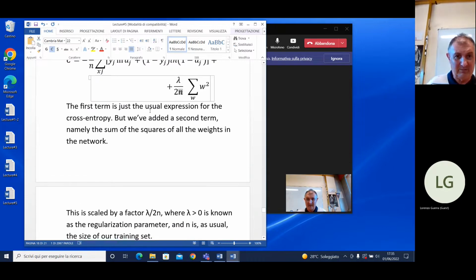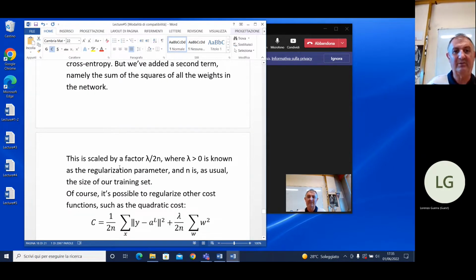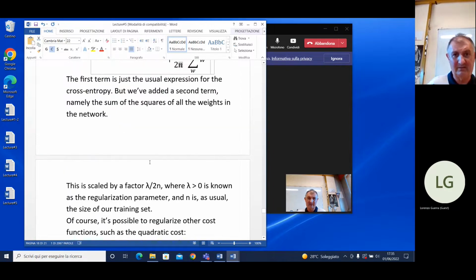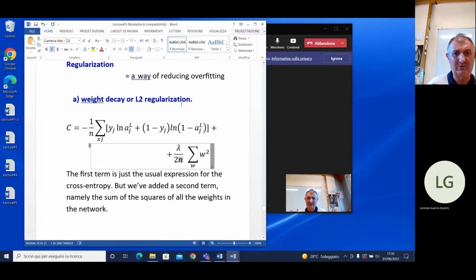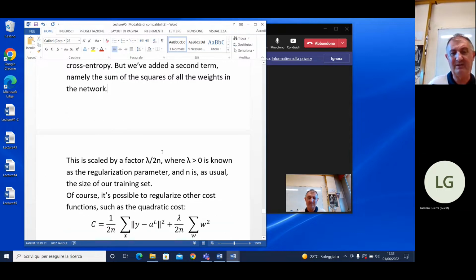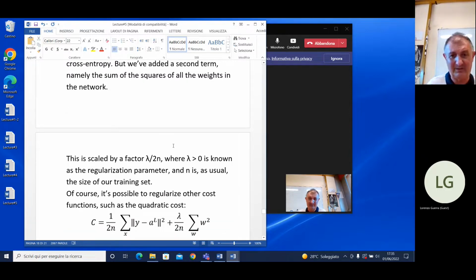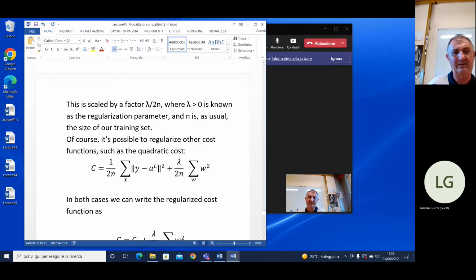So this term is scaled by a factor lambda divided by 2n, where lambda is known as the regularization parameter. How to choose this parameter? It is a very interesting question, and I will try to explain it later. And n is, as usual, the size of our training set.